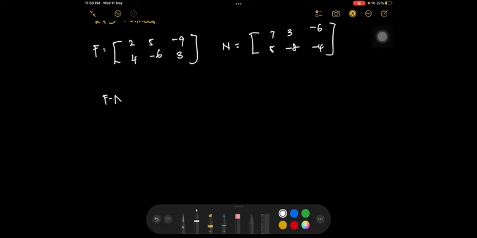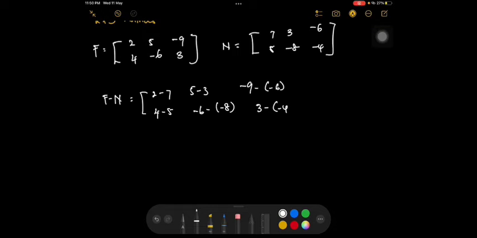F subtract N equals 2 minus 7, 4 minus 5, 5 minus 3, negative 6 minus negative 8, negative 9 minus negative 6, 3 minus negative 4. So for the final answer for F minus N, matrices will be negative 5, negative 1, 2, 2, negative 3 and 7. That's all.